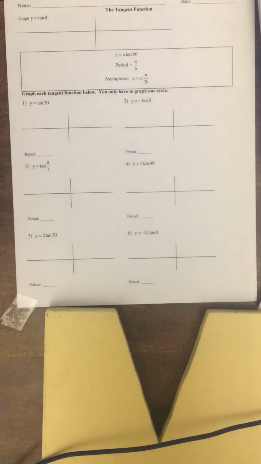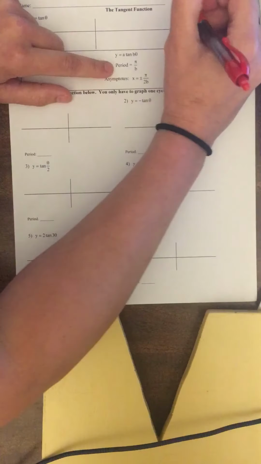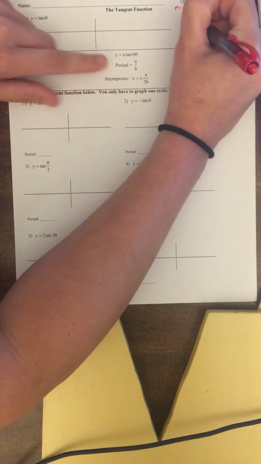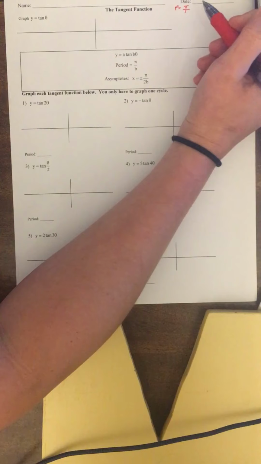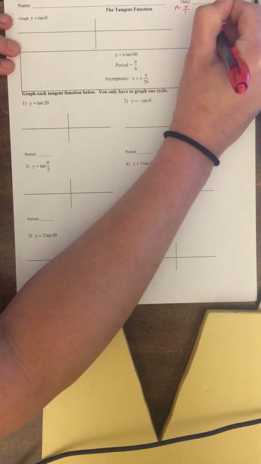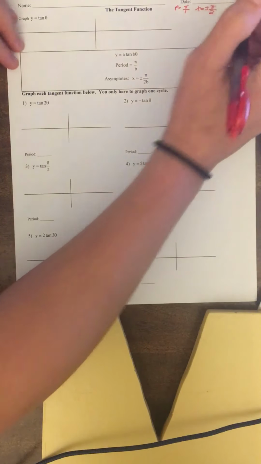Okay, today we're going to be graphing tangent. Tangent is in the form y equals a tan(bθ). And tangent's a lot different than sine and cosine. The period is pi over b. And here that would be pi over 1. And our asymptotes are x equals plus or minus pi over 2b. So here that's pi over 2.